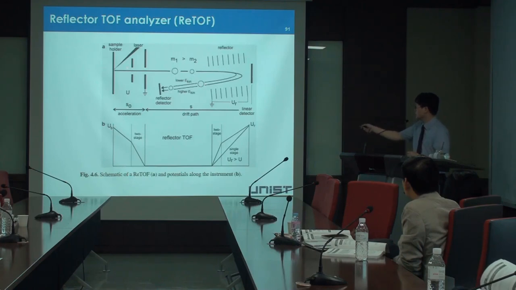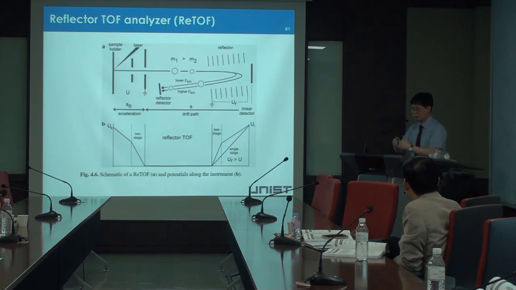There is a reflection. It means that it gives more patterns. More patterns means more separation of chemicals. Okay? A long distance can be propagated. So TOF is a very powerful tool to separate ions by their mass. Okay? Based on the time difference.